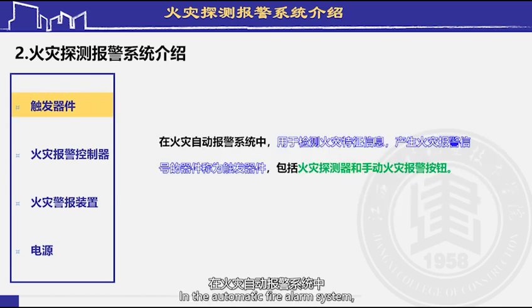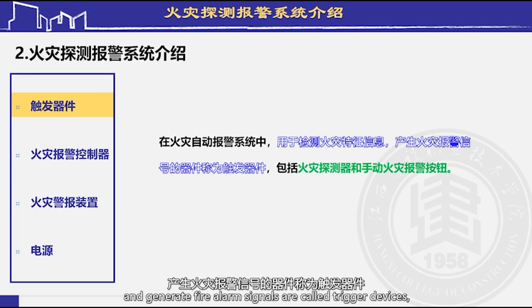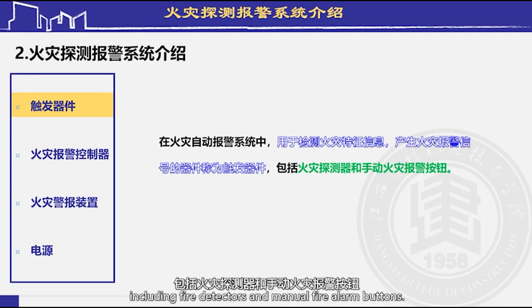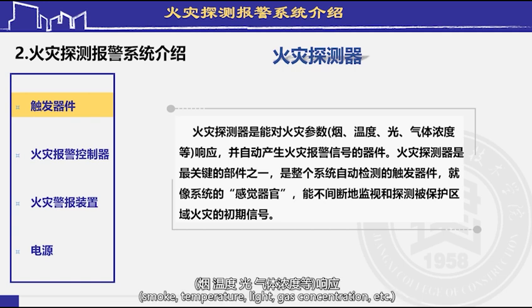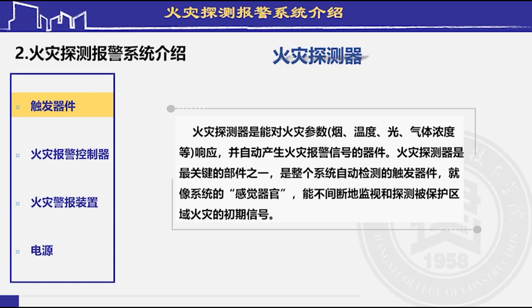In the automatic fire alarm system, the devices used to detect fire characteristic information and generate fire alarm signals are called trigger devices, including fire detectors and manual fire alarm buttons. A fire detector is a device that can respond to fire parameters: smoke, temperature, light, gas concentration, etc., and automatically generate fire alarm signals. The fire detector is one of the most critical components and serves as the triggering device for the automatic detection of the entire system.